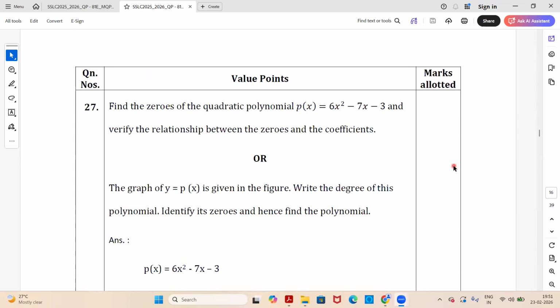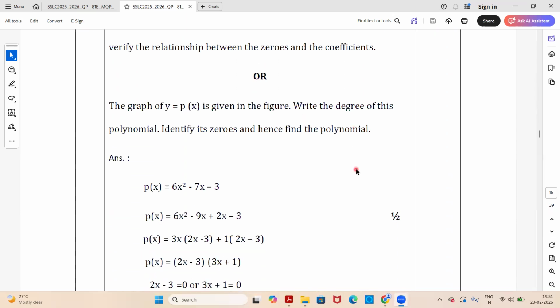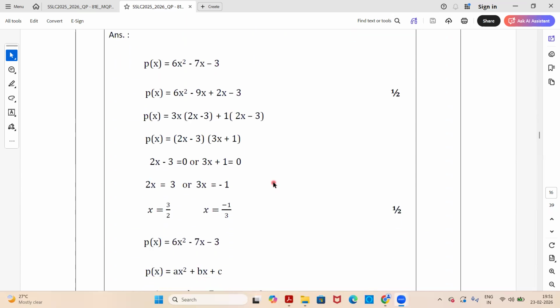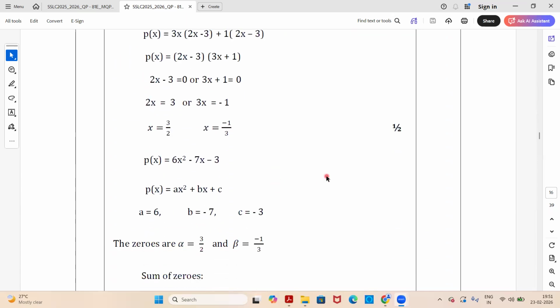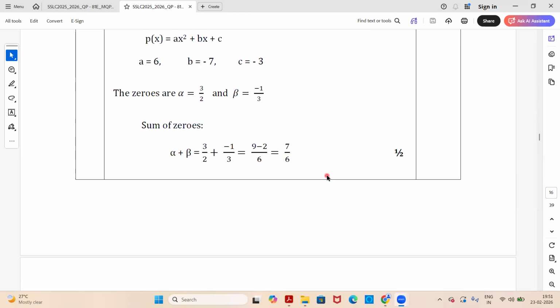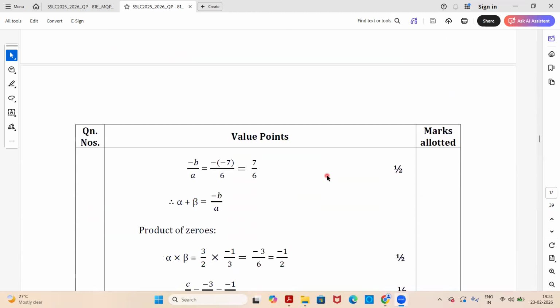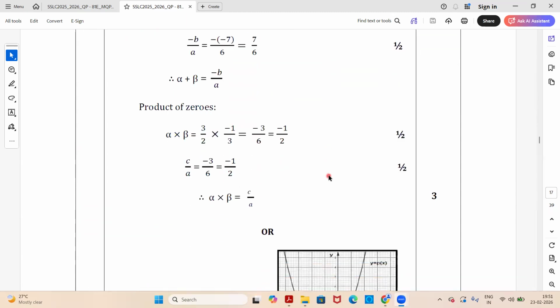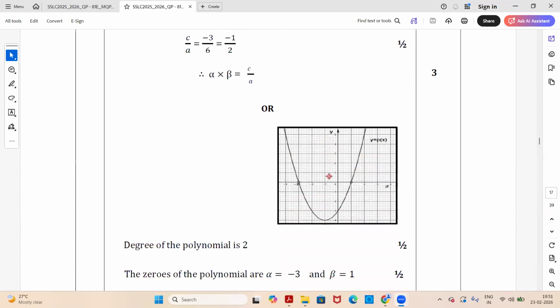Next is question 27. You have option questions here. 2 questions are given. Answer for the first one. And then answer for the second one is here.